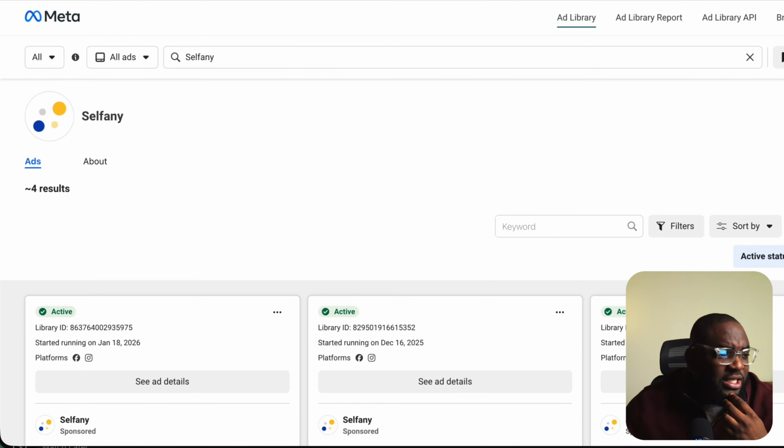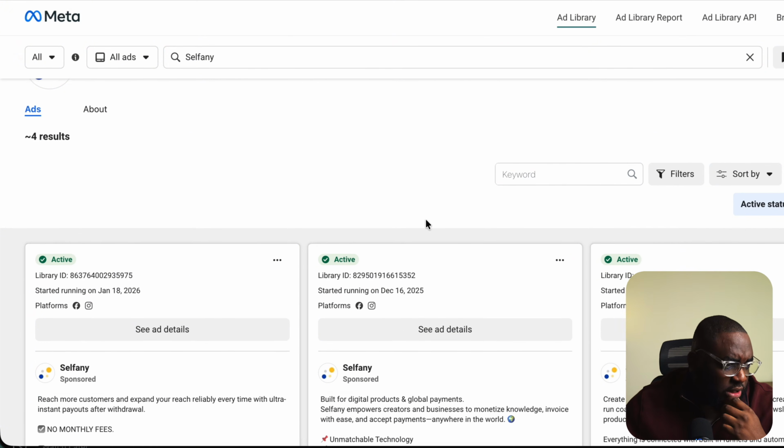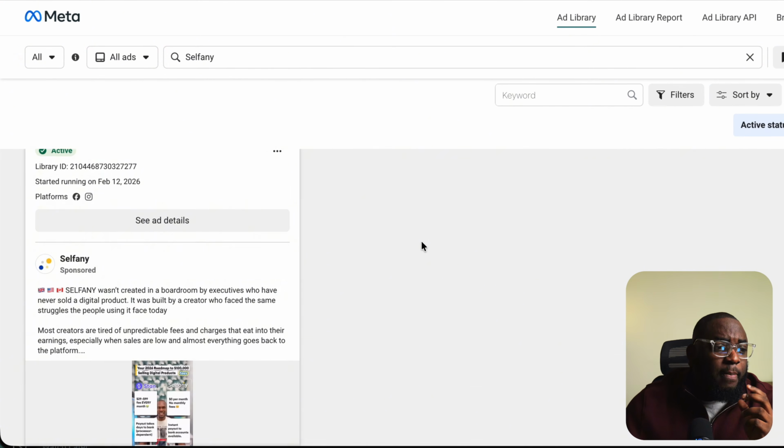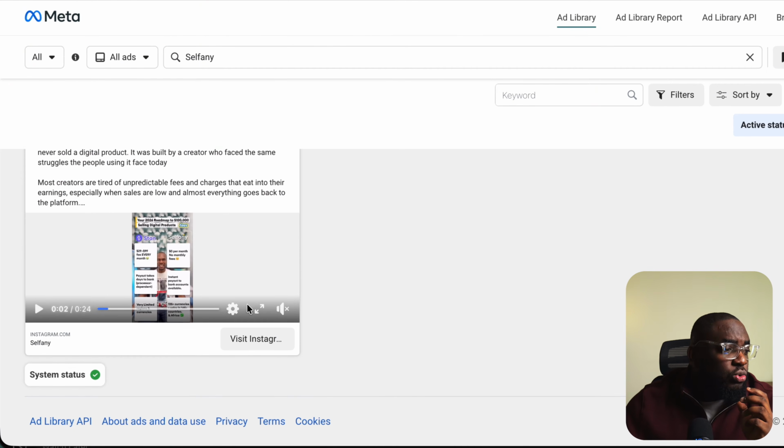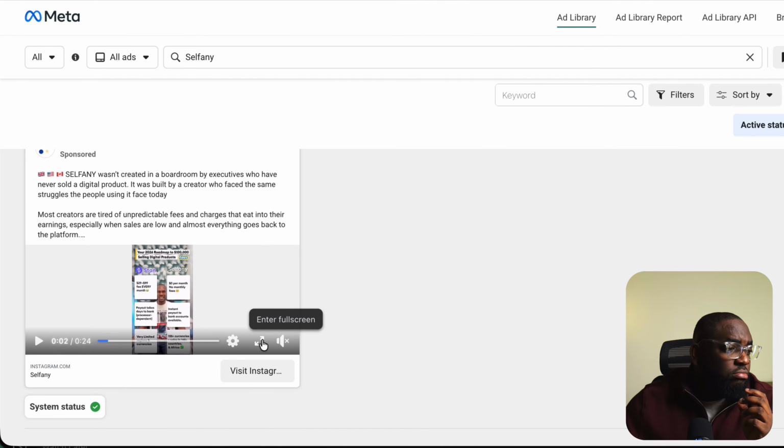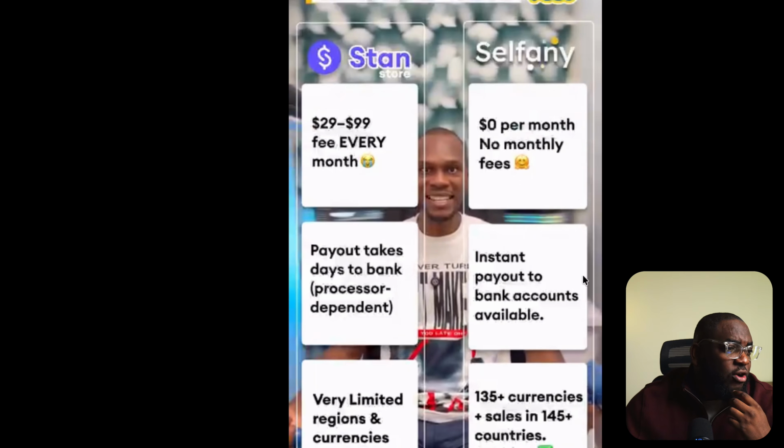Now, there's a platform, they're like Seller and Mainstack. They're called Self Annie or Self Any. I don't know, it's one of those two. And when you go to the ads library, they have this particular ad where they are comparing what they do, the services and other things they offer. They are comparing it to Stan Store.